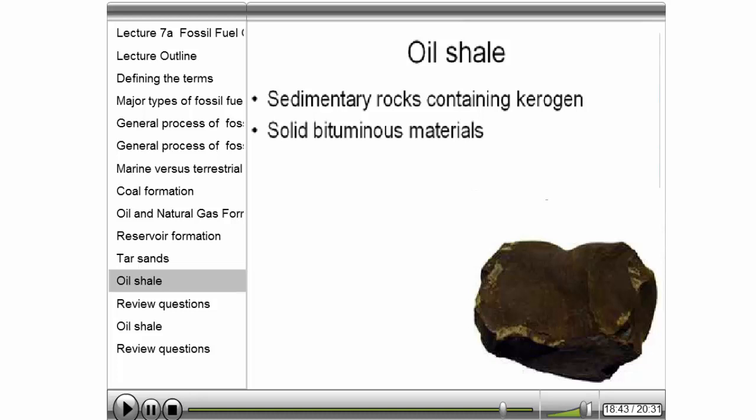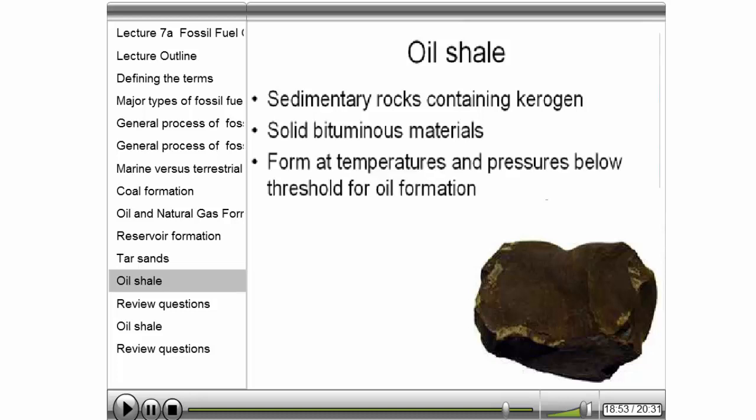Again, these bituminous materials are in the solid phase. They can't be pumped. They can't be readily taken out of the ground using conventional drilling and extraction methods like you would for oil. The reason is that they form at subcritical temperatures and pressures that would contribute to, or be needed to, create actual oil formations and deposits.